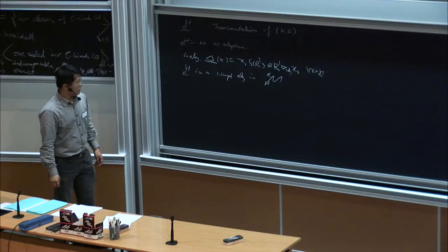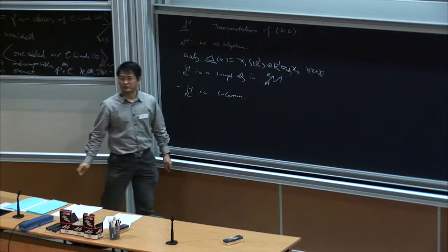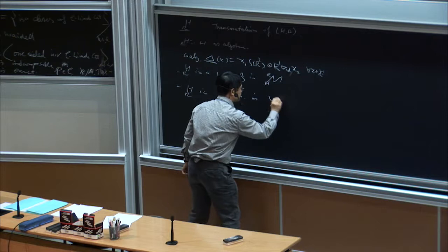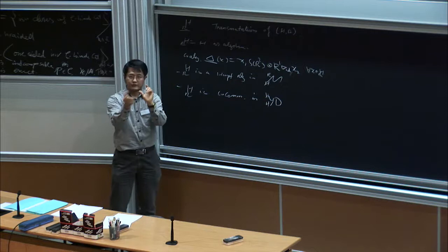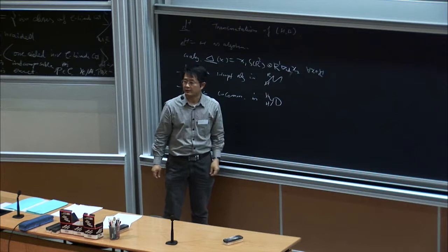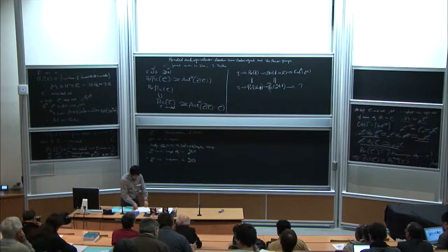And moreover, this Hopf algebra is co-commutative. What is co-commutative in the sense of Schauenburg? HR is not co-commutative in this category, but in the Drinfeld module category, in the center, the Drinfeld center. And this means the tensor product has to commute with the half braiding, where the half braiding here is actually given by the braiding in the Drinfeld module category. So it's a co-commutative Hopf algebra. Okay. Now what is the point? Why do you need to start with this one?